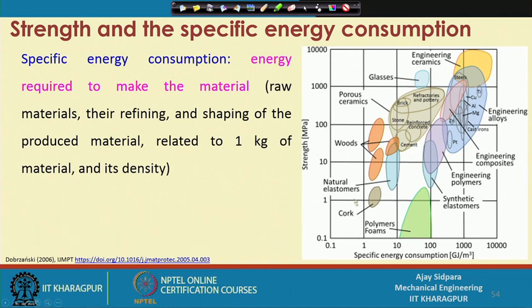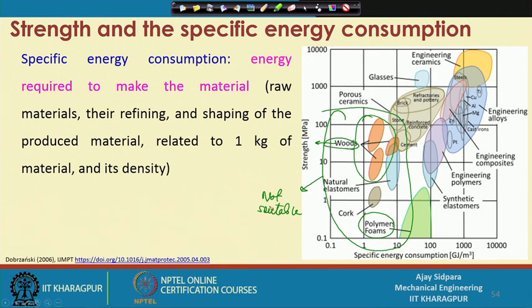Now if you see here, these are the polymers, woods and all these things. You do not need to spend more energy to shape these things, right, because these are soft materials, but the problem is that their strength is also very low. So, this particular category of material, whatever is shown here, is not suitable for the construction of the machine, correct.